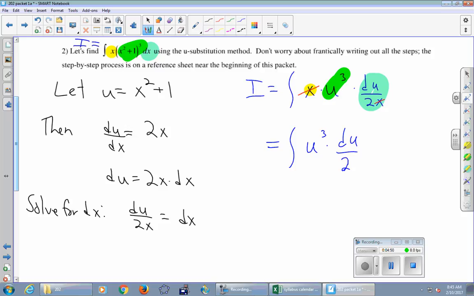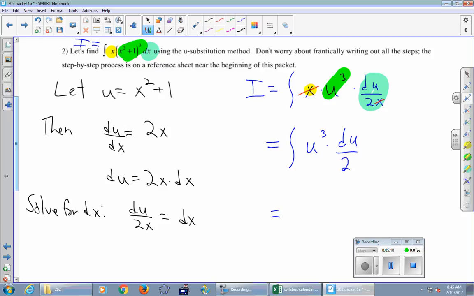And that is an easy integral. That's one of the few integrals we can do. We've got a very small list of antiderivatives that we know, and the power rule is one of them. And so we can handle this integral in u's. Let's finish up. What can I do with that 2 to make life easier?